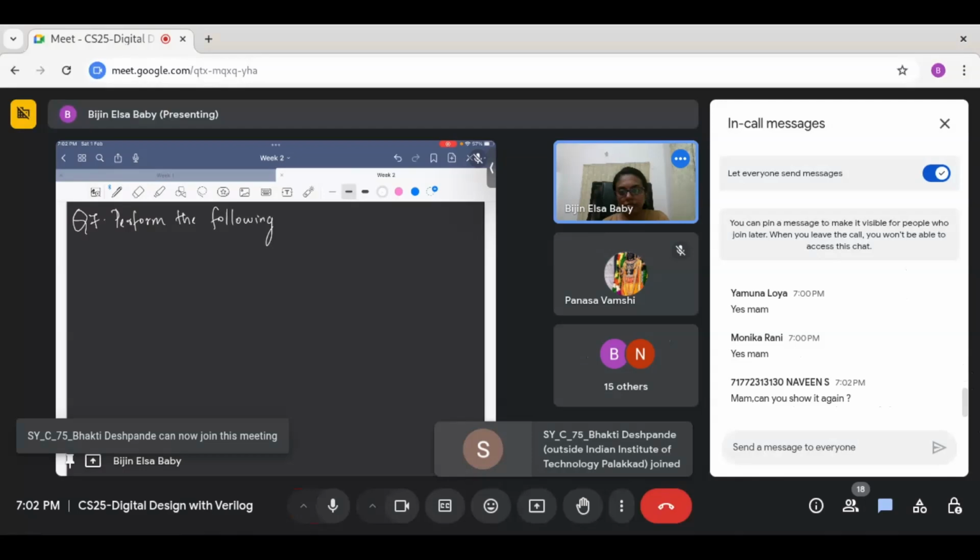So you have to perform the following binary addition. The numbers 275.75 plus 37.875. So this number is given in decimal, so you need to convert it into binary. Then you have to do the addition.